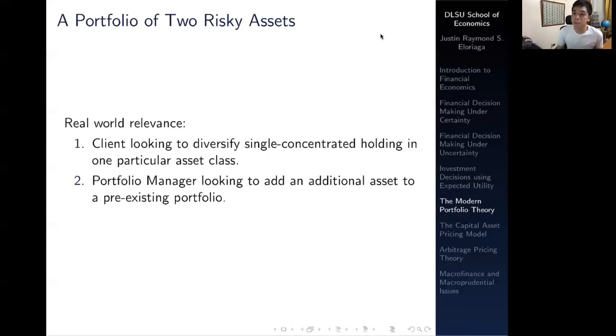And two, you could potentially be a portfolio manager looking to add an additional asset to a pre-existing portfolio. Of course, you may have a good, very diversified portfolio, but you could be looking at new stocks that may have entered the market, and when you add them, it could effectively lead to a better portfolio. So those are real world considerations that we try and factor into our analysis.